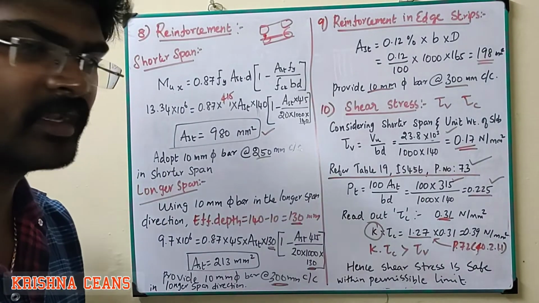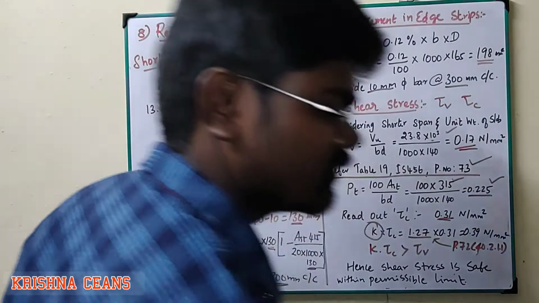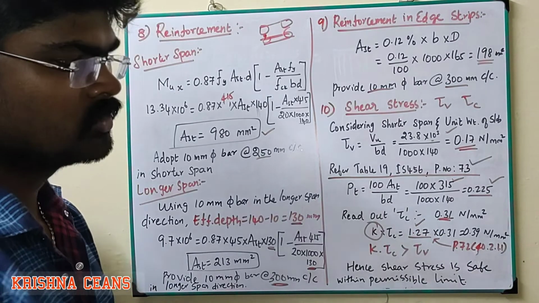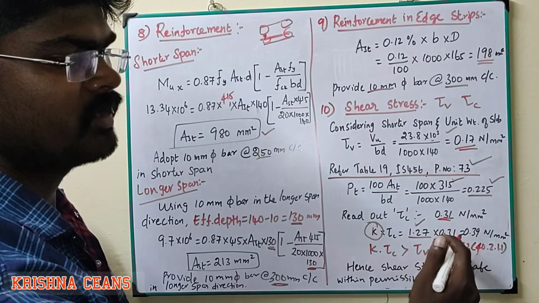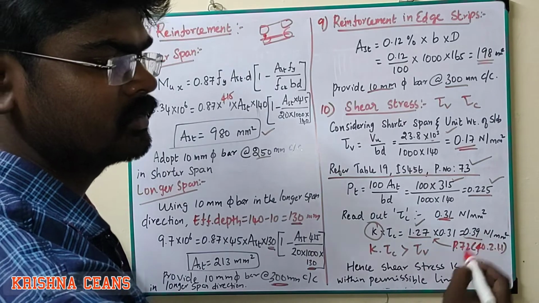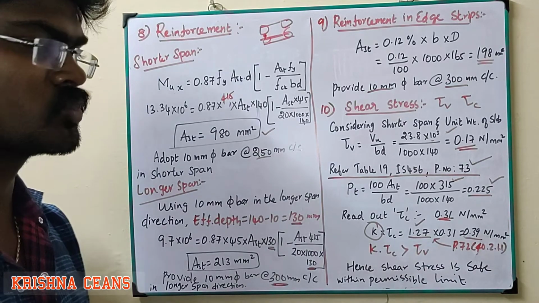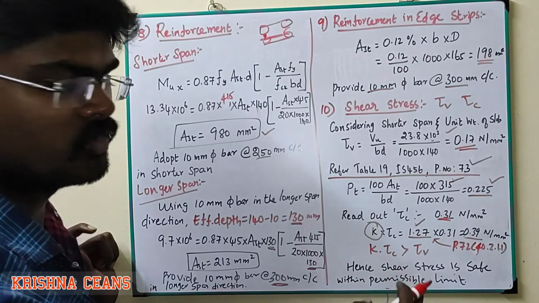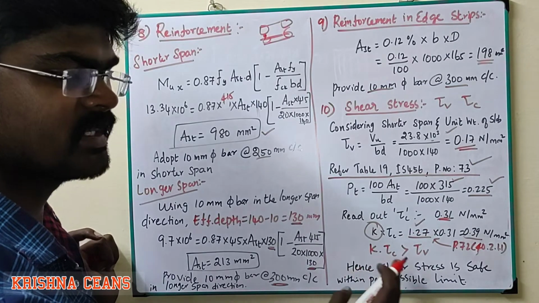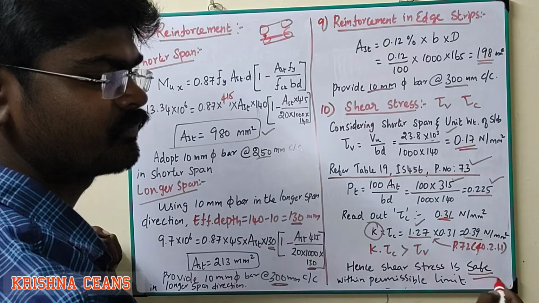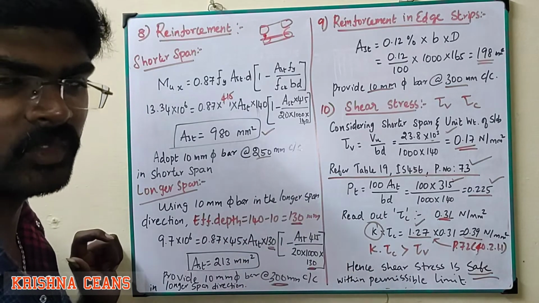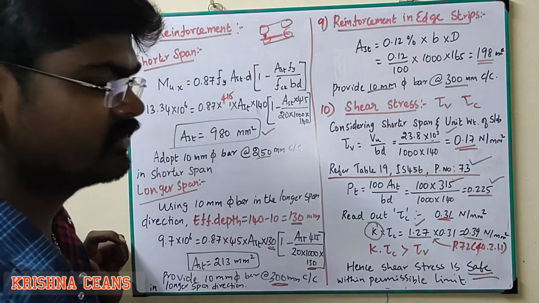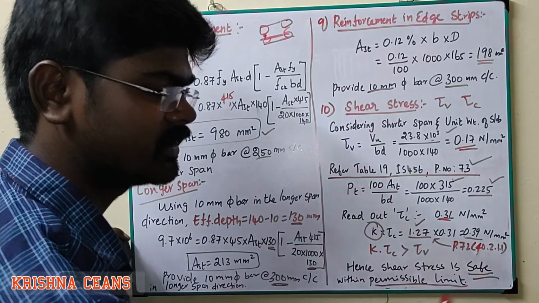So here we interpolated, and we find the value of 1.27. So 1.27 into 0.31 is equal to 0.39 Newton per mm square. So K into tau C is greater than tau V value, hence the shear stress is safe. Tau C is greater than tau V means the shear stress is safe within the permissible limit.